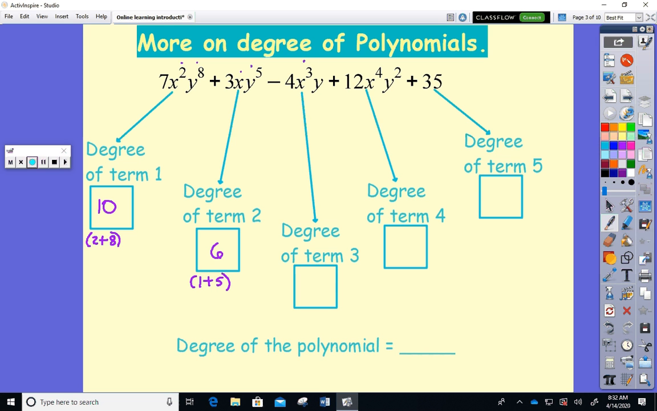Here it's 3 plus 1 is 4. Here I see 4 plus 2 is 6. And the degree of this term would just be 0, because it would be as if there was an x to the 0, y to the 0, which you know x to the 0 is 1, y to the 0 is 1. So if there's no x or y, the degree of the term is 0. Now, what's the highest degree overall? 10. So the degree of the polynomial always goes with the highest degree of any individual term.